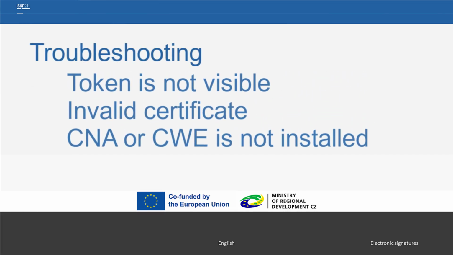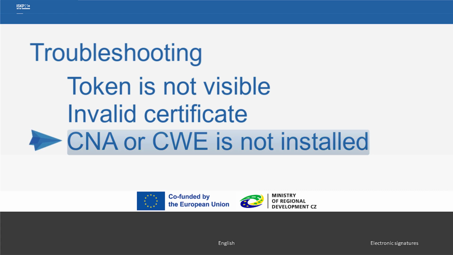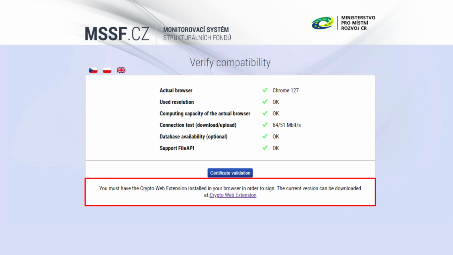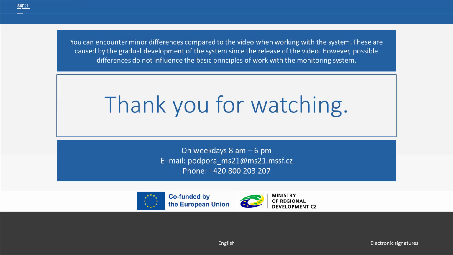The portal reports that either the CryptoNative app or the CryptoWeb extension is not installed. If this message pops up despite having the CryptoNative app as well as the CryptoWeb extension installed, this probably means incorrect installation, or you don't have sufficient user permissions for the destination of the installation. We recommend sticking to the installation guide in the previous chapter of this video.